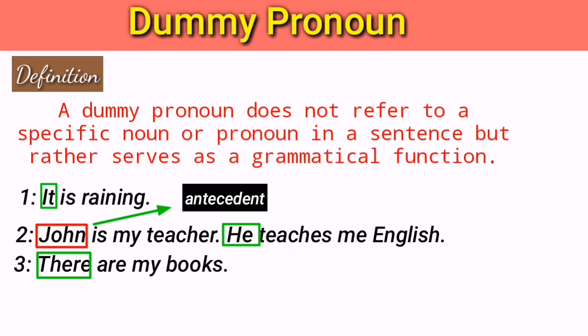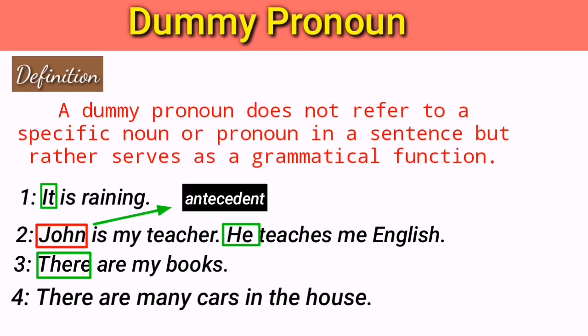There are so many examples like this, like there are many cars in the house. Here in this example, the demi-pronoun is the word there. But why is it a demi-pronoun? Because it does not have any antecedent or referent in this sentence, but it just fills the place of a subject.